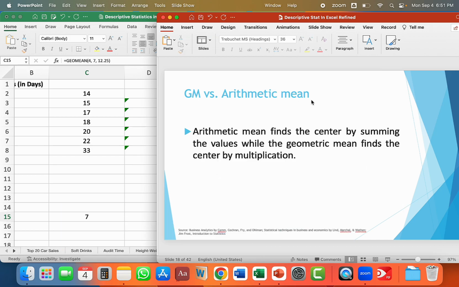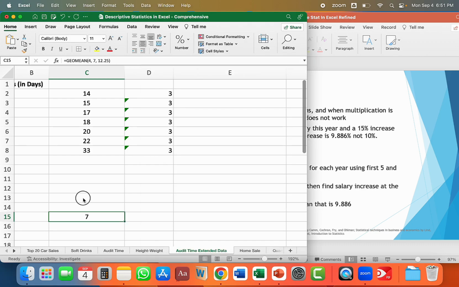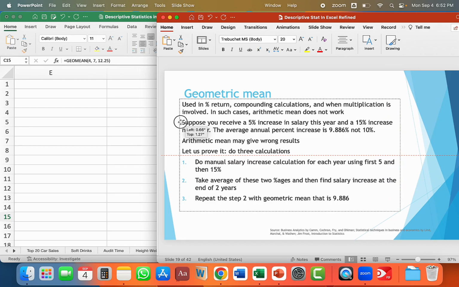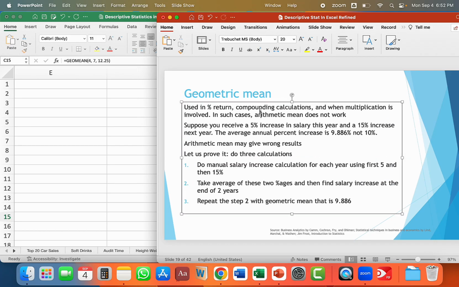The difference between geometric mean and arithmetic mean is that arithmetic mean finds the center by summing the values, while the geometric mean finds the center by multiplication. Now I will give you an example here. Just imagine you started a new job and your salary is 100,000, and in the first year you receive a 5% raise, and in the second year because of the learning curve you get a raise of 15%. In the first year your raise was 5%, and in the second year your raise was 15%.